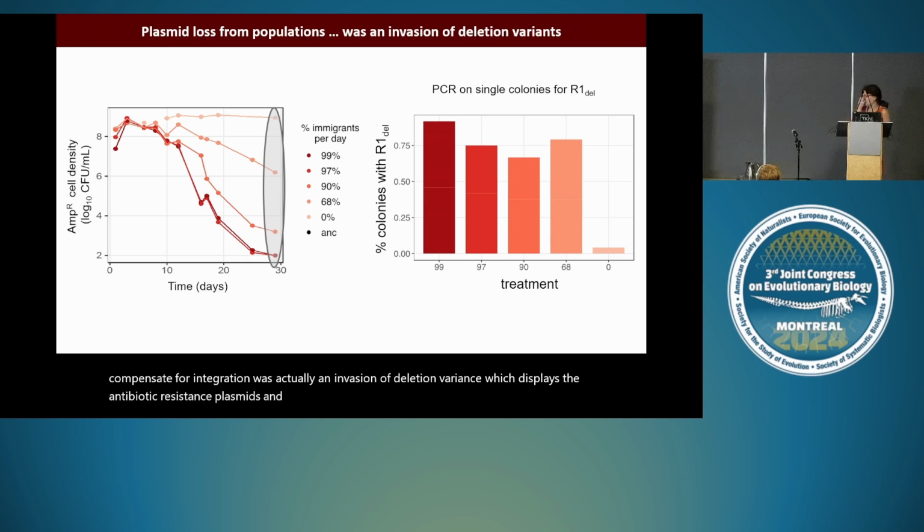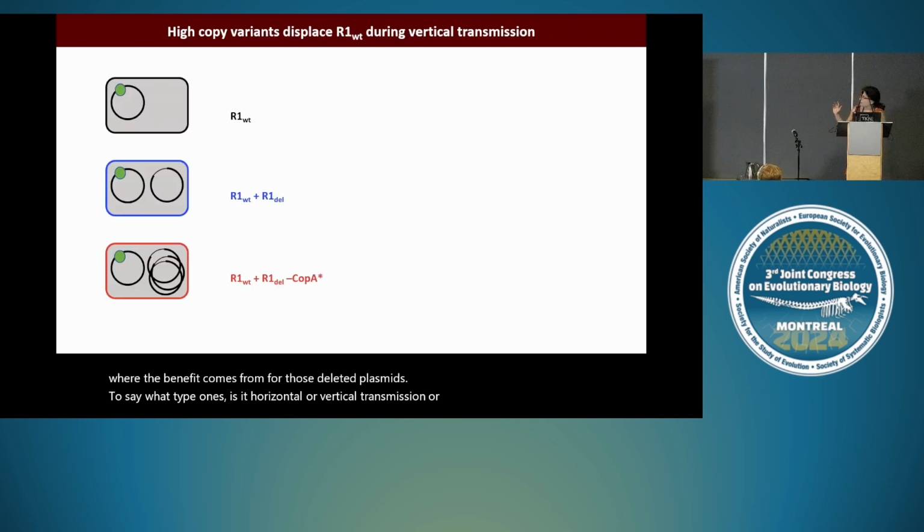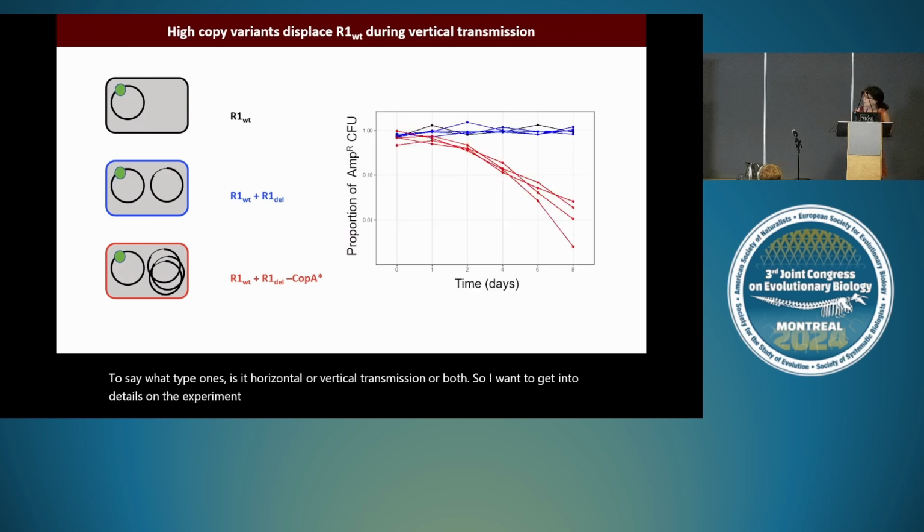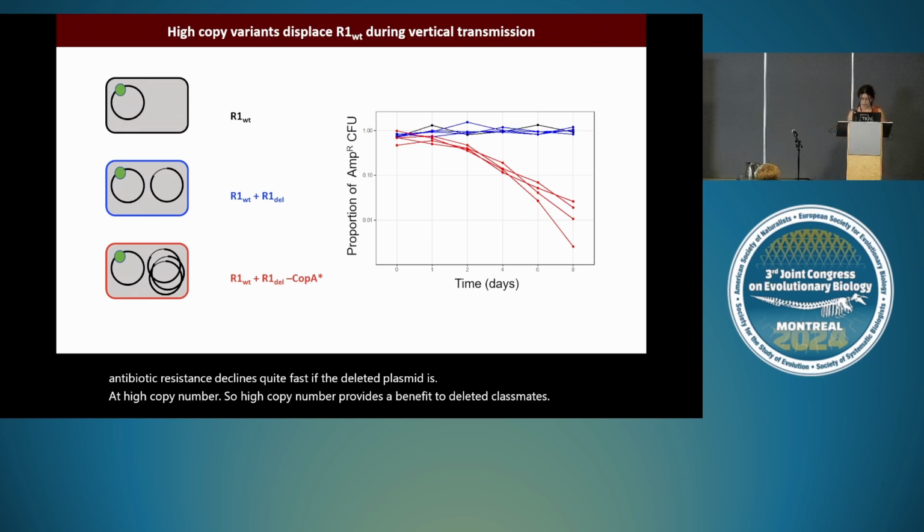And then I did a few competition experiments to understand where the benefit comes from for those deleted plasmids compared to the wild-type ones. Is it horizontal or vertical transmission, or both? I won't get into details on the experiment itself, but this is an experiment looking at vertical transmission. And what we saw is that the wild-type plasmid is stable on its own, and is also stable in competition with a deleted plasmid if the deleted plasmid has a low copy number. But its antibiotic resistance declines quite fast if the deleted plasmid is at high copy number. So high copy number provides a benefit to deleted plasmids for vertical transmission.